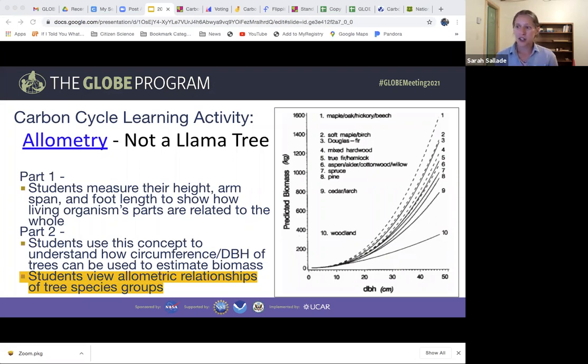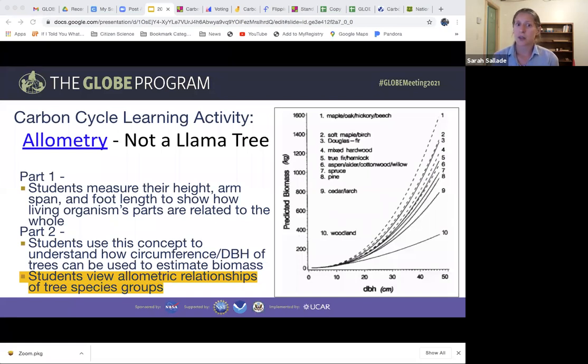And in part two, students use this concept of allometry to understand the relationship between DBH of trees and how that can be used to estimate biomass. So students are going to look at allometric relationships of tree species groups. So you can see that here in the graph on the right.